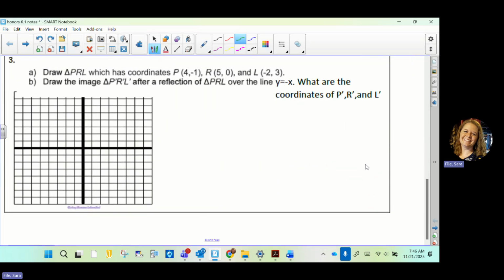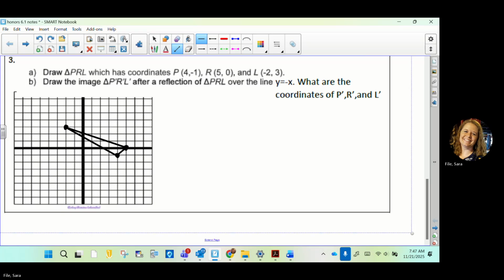In this example, they want us to draw a triangle PRL. P is at 4, -1. R is at 5, 0. And L is at -2, 3. All right, so I'm going to draw this triangle. This is my pre-image, PRL.